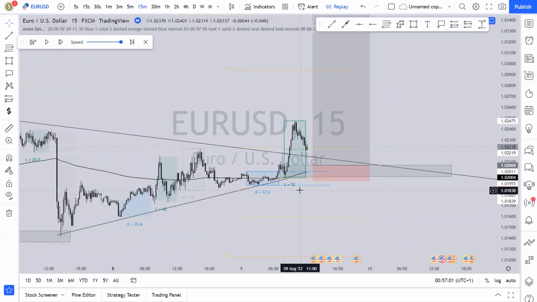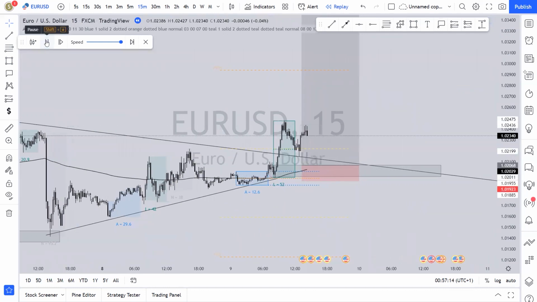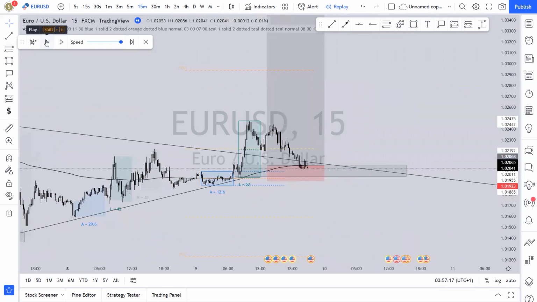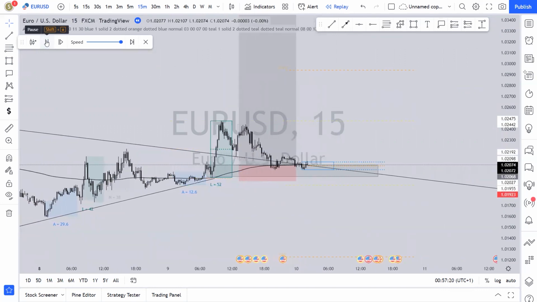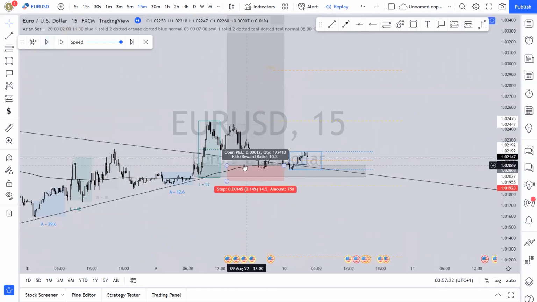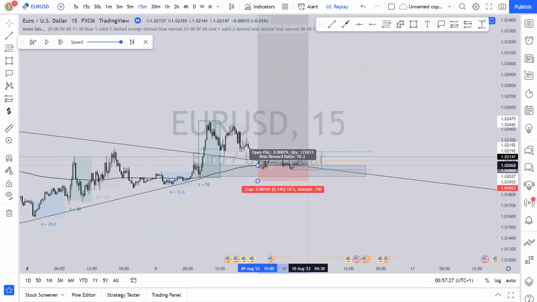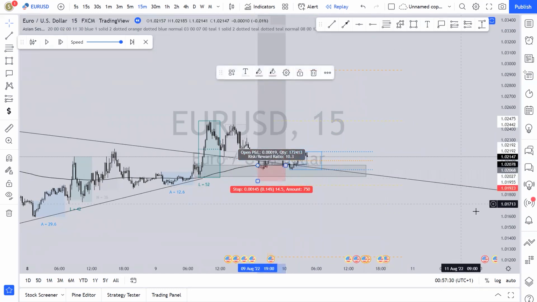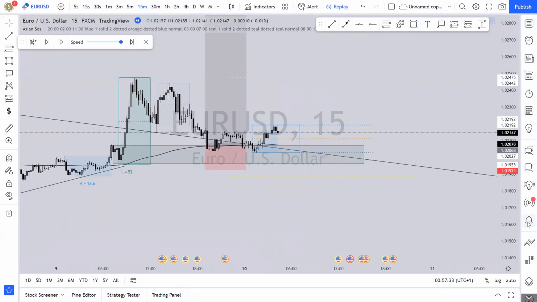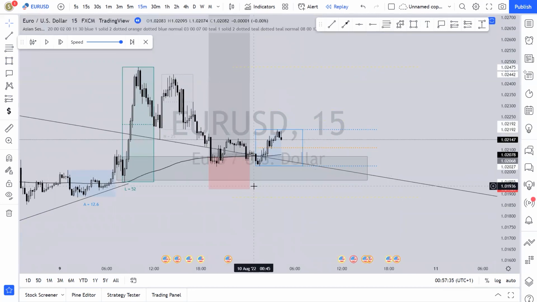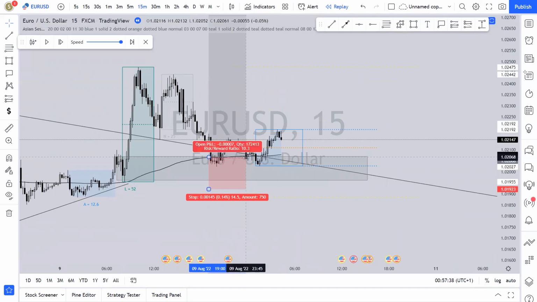So this was already getting to New York of that particular day. This green area is my London. This blue is my Asian range. So let's see what happened. So price actually mitigated. Price mitigated our entry, right? And mitigated our entry before the end of that particular day. And I spotted something very, very important the next day.